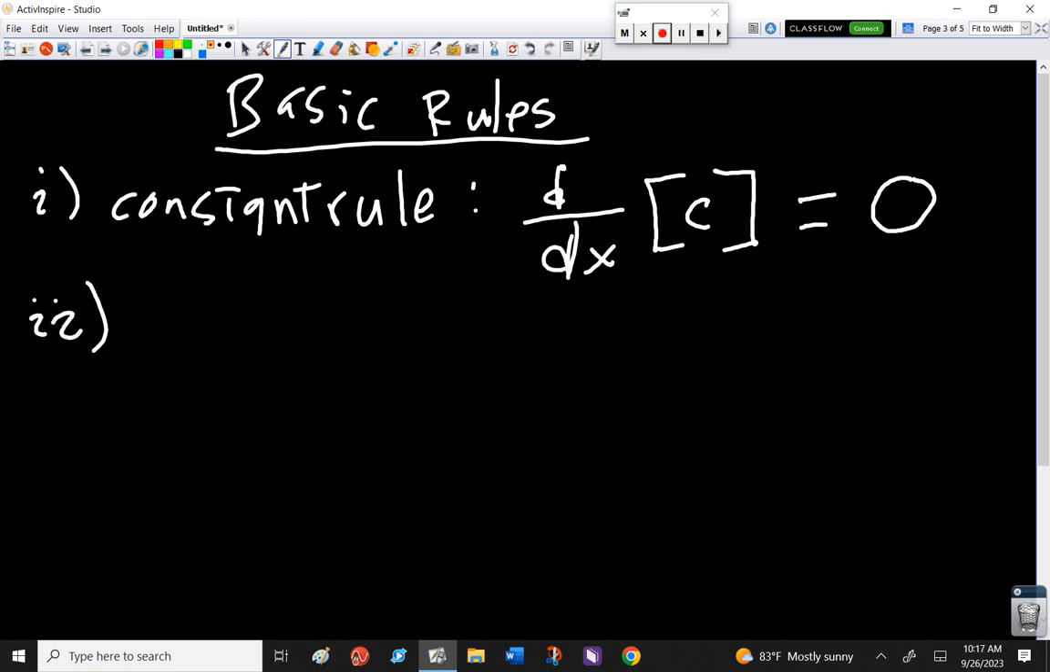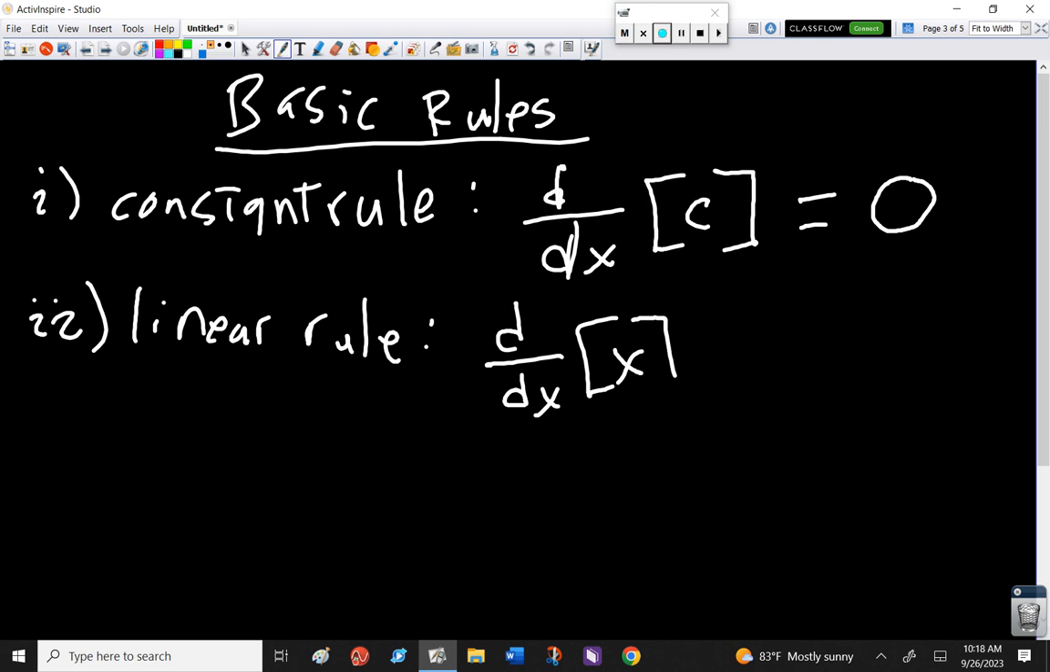Rule number two is what I'm going to call the linear rule. Now, this isn't in the book, but I like to show the linear rule because for whatever reason, students make this so difficult. The derivative, ladies and gentlemen, with respect to x of x is always going to be 1. X is just a straight line that goes through the origin. The slope of that line is always 1, so the derivative or the differentiation is always 1. Okay.